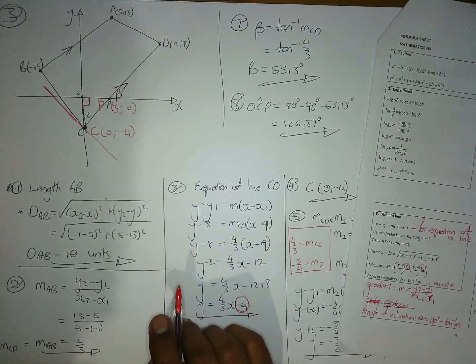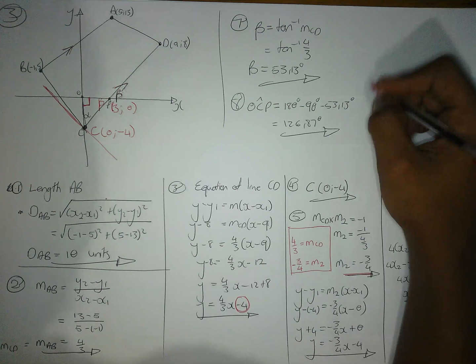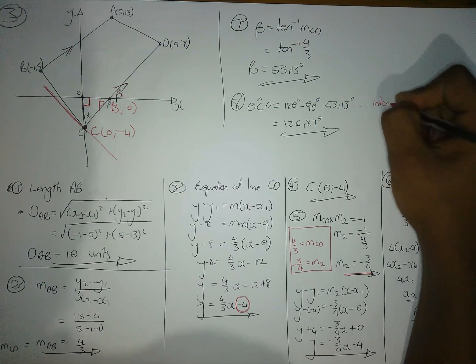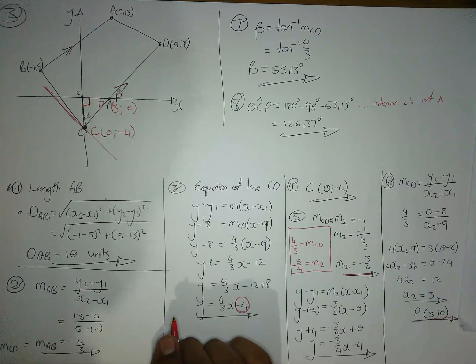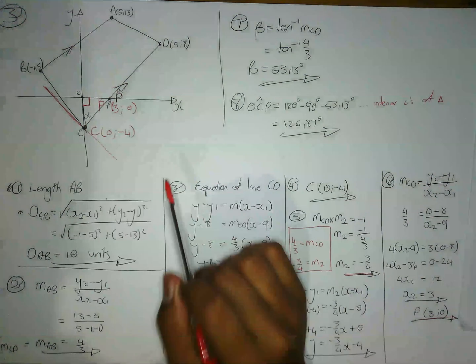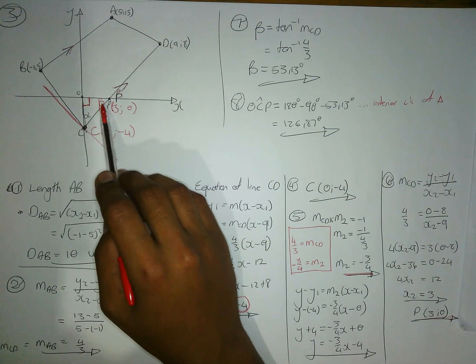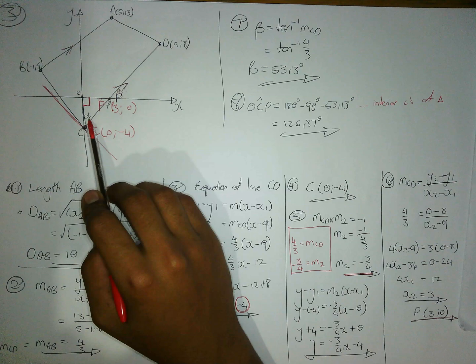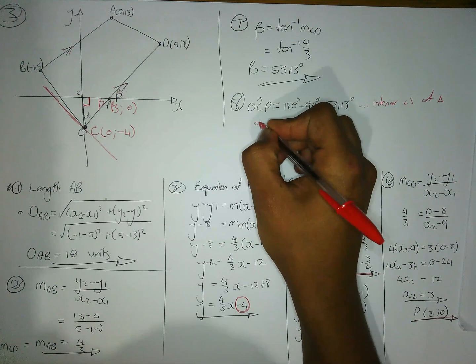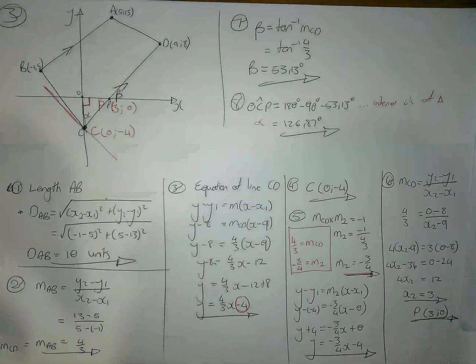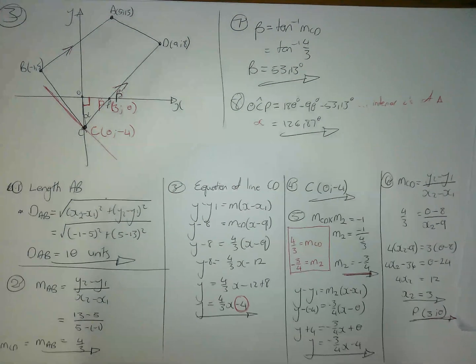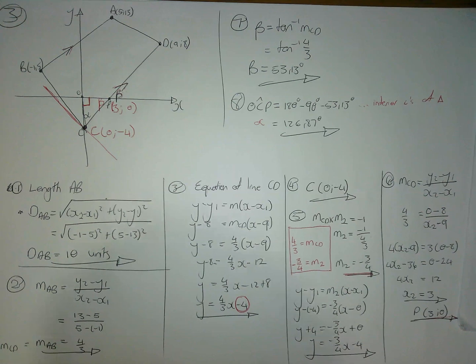All I do is use the interior angles of a triangle. 180 degrees minus 90 minus 53.13 degrees will give me my alpha over there, which is 126.87 degrees. And that's my question. This can be your 3 marks, guys. Can really be your 3 marks.